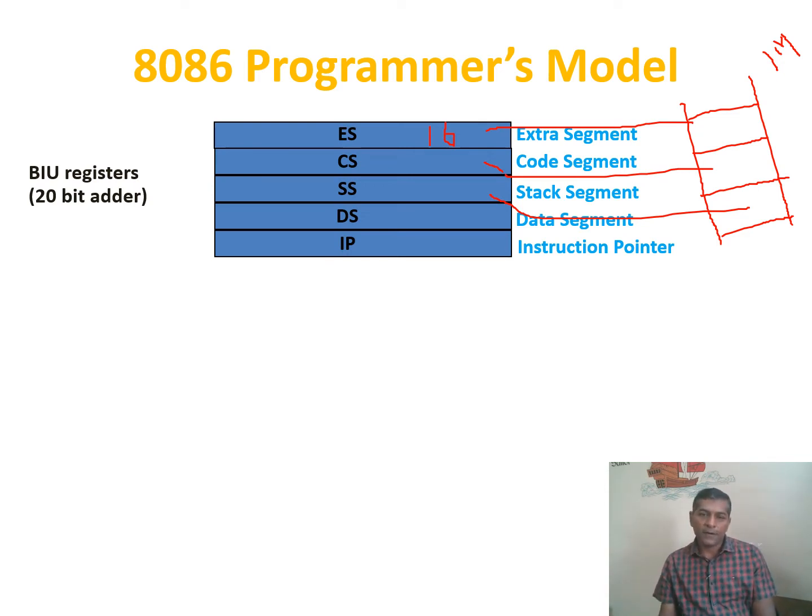Then we have a 16-bit instruction pointer. This instruction pointer is used to point to the next instruction to be executed in the code segment. We store the program to be executed in the code segment and access it one after another, and that will always be pointed to by the instruction pointer register.